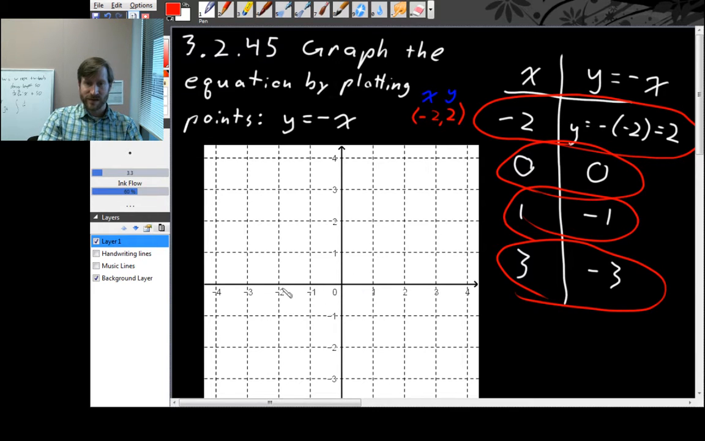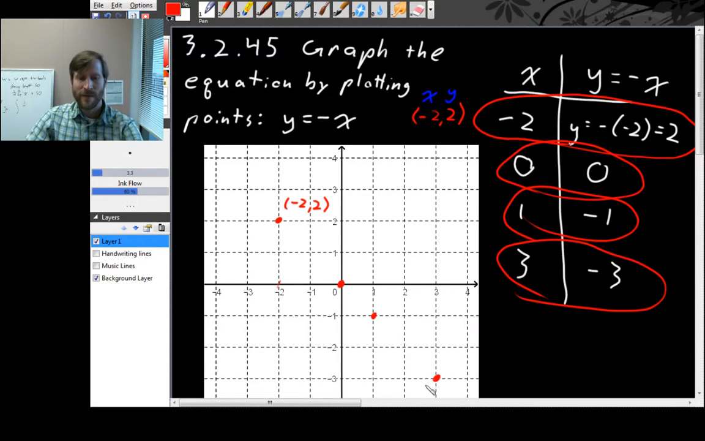So x is -2, so that's this spot on the x-axis. And now we need to go up until we get to the y coordinate 2, and that's right here. So this is the point (-2, 2). Now we'll do that for the rest of the points, the rest of the rows in our table. So (0, 0), that one's easy to remember. That's the origin right here. (1, -1), so we'll go over 1 on the x-axis and down 1 on the y-axis. That's right here. And then (3, -3), that's over 3 on the x-axis, down 3 on the y-axis.